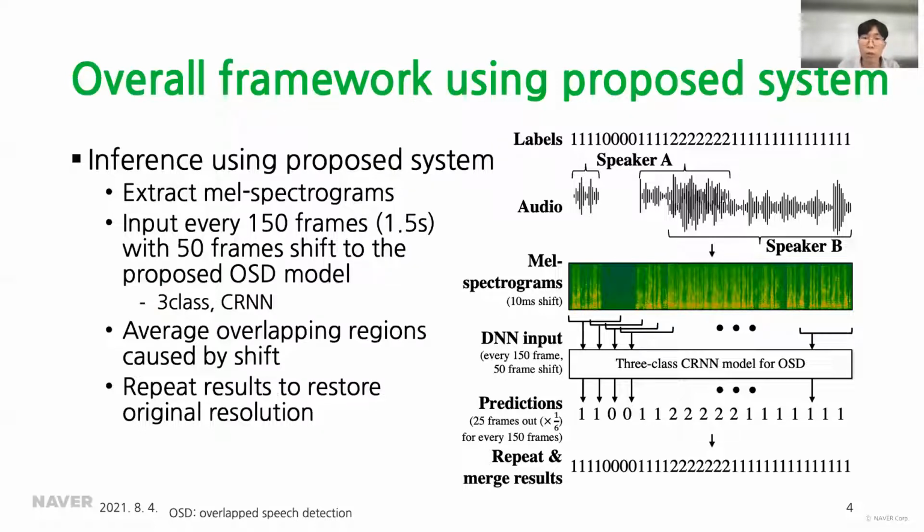Given an input audio, we first extract mel spectrograms using a 10 millisecond shift. Afterwards, we input every 150 frames of mel spectrogram features with 50 frames shift into our OSD model and extract the results. For the overlapping decision scores caused by the shifting mechanism, we average the softmax output scores. At last, we duplicate the values to match the input time resolution.